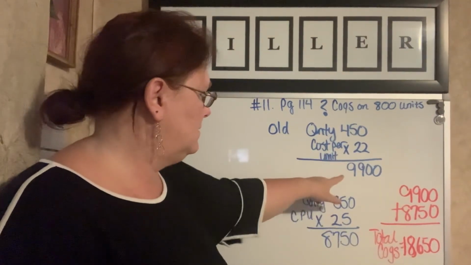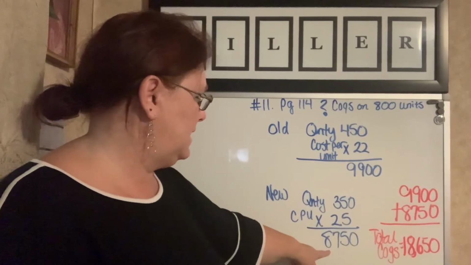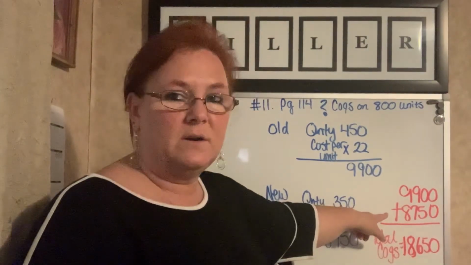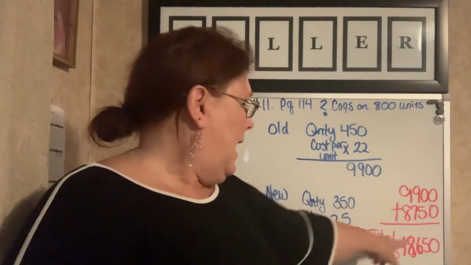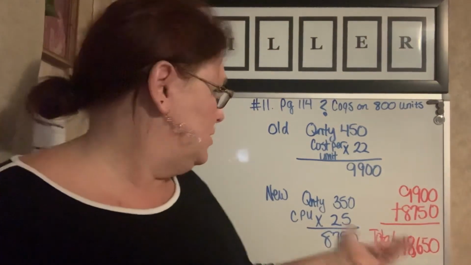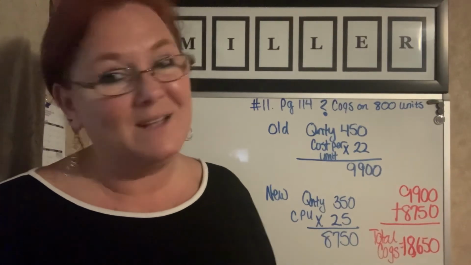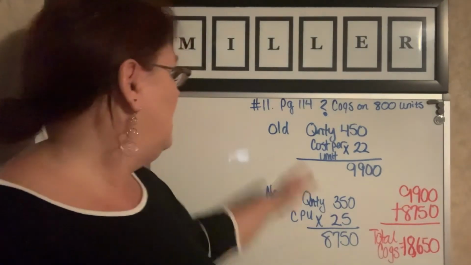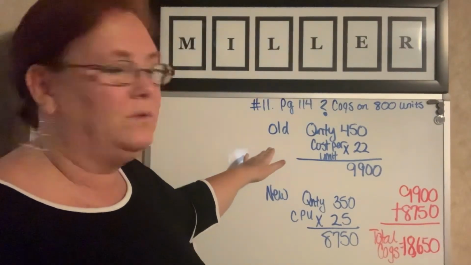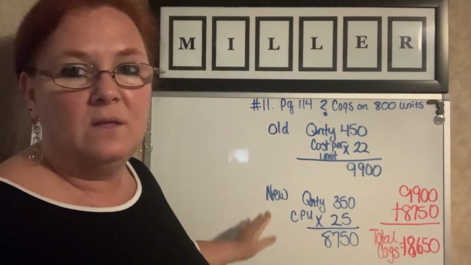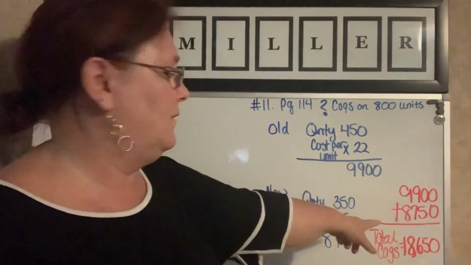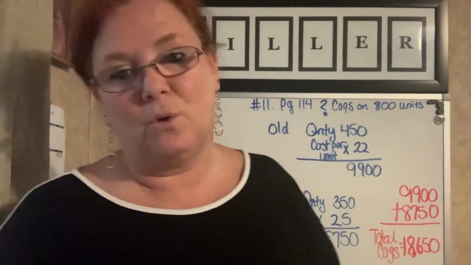So if we want our total cost of goods sold, we're taking the old inventory, how much it cost, 9,900, plus the 8,750. That's what I'm doing over here is the math. Add those two numbers together and it gives you the total cost of goods sold at 18,650. That's as difficult as this problem gets. All they're doing is separating it into the old, the inventory that's already on hand, and the new stuff that they produced, adding those two numbers together, and it gives you your total cost of goods sold.